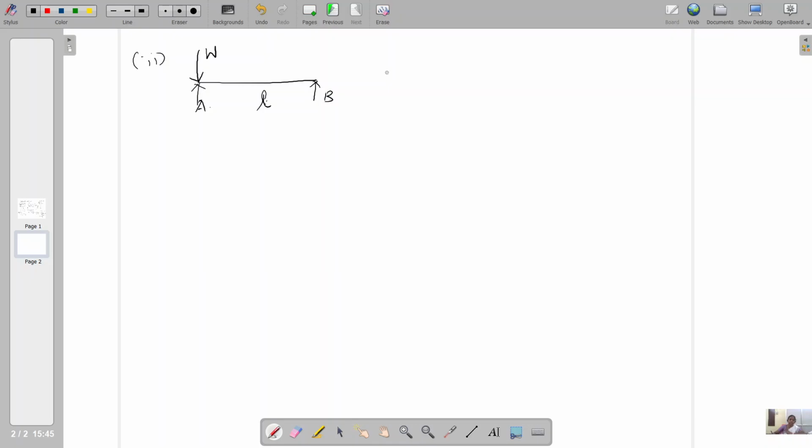By understanding, we can say like this, or by taking moment about A equal to 0. So RB into L minus, there is no load in this span, and W is also located on A, so there is no perpendicular distance to multiply, so equal to 0, so RB equal to 0. So then RA equal to total load minus RB. So total load is W minus RB equal to 0. So RA is directly W.